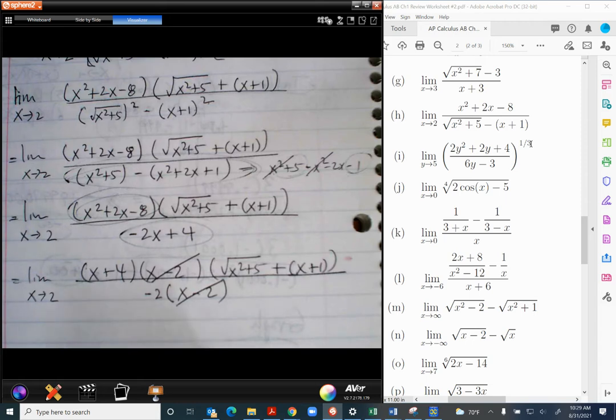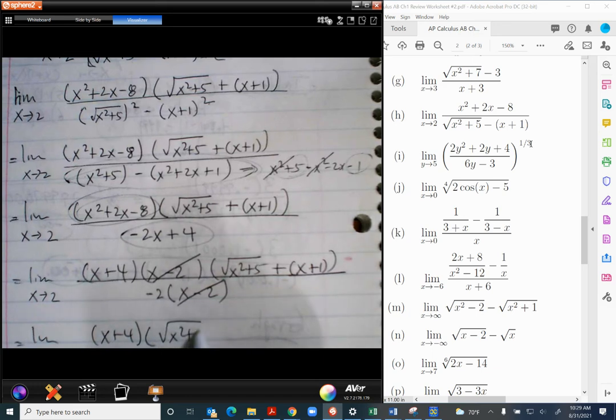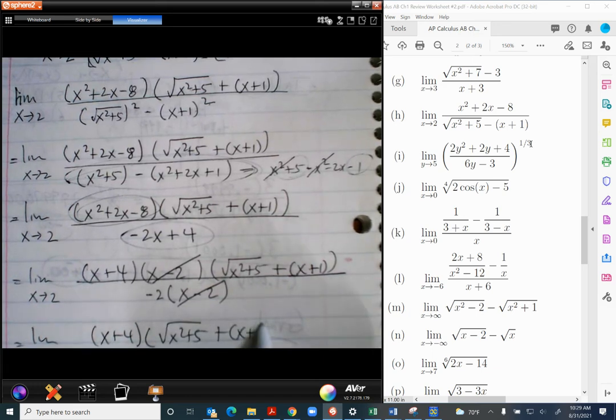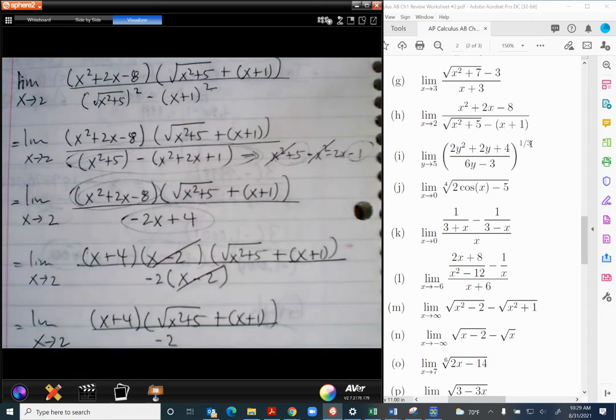Okay? So this is limit as x goes to 2 of x plus 4 times square root of x squared plus 5 plus x plus 1, all over negative 2. All right, now can I use direct substitution? Yeah. All right, so go ahead and plug it in.